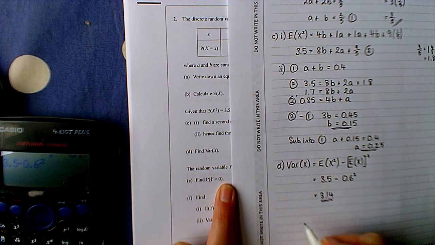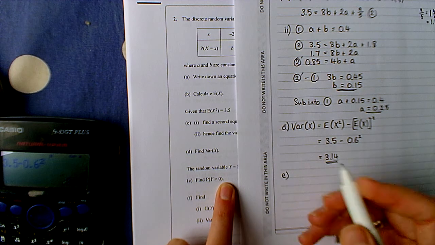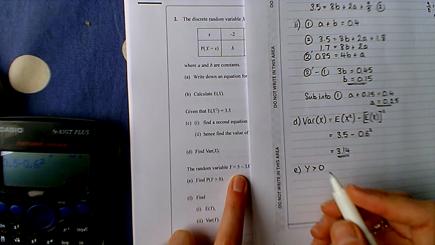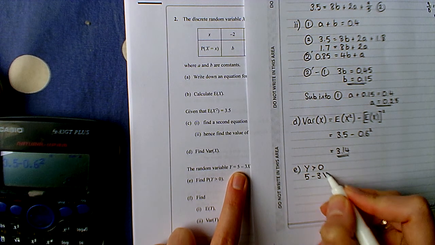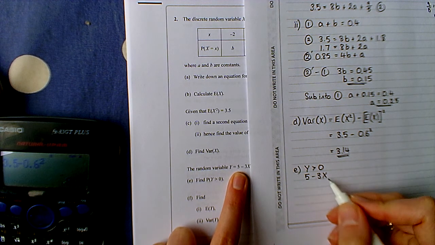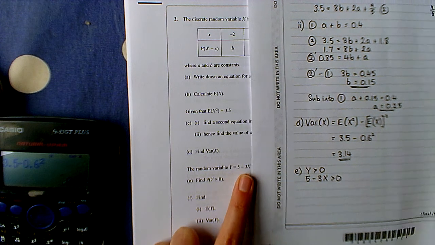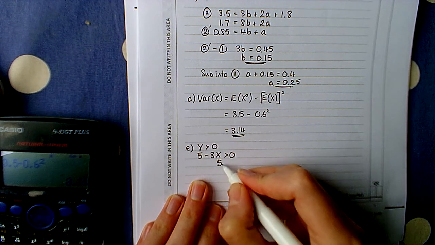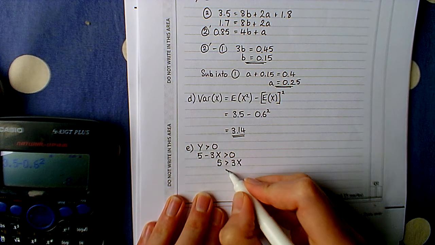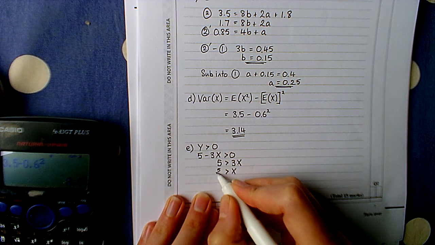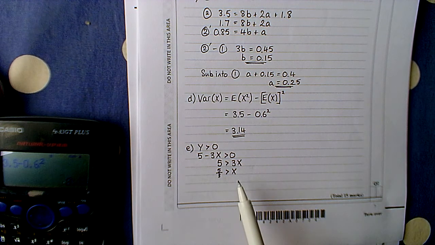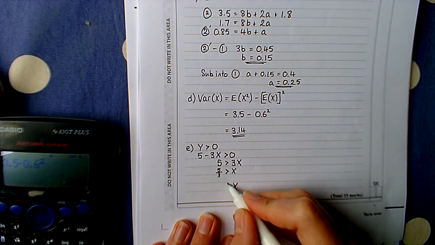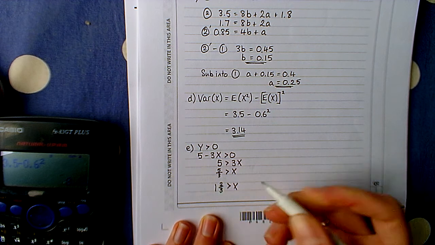Well, the probability that y is greater than 0, because y is equal to 5 minus 3x, we're really asking when is 5 minus 3x greater than 0. And if I solve that inequality, I can add 3x to both sides and divide by 3. I'm really asking when is x less than 5/3, or alternatively, when is x less than 1 2/3.